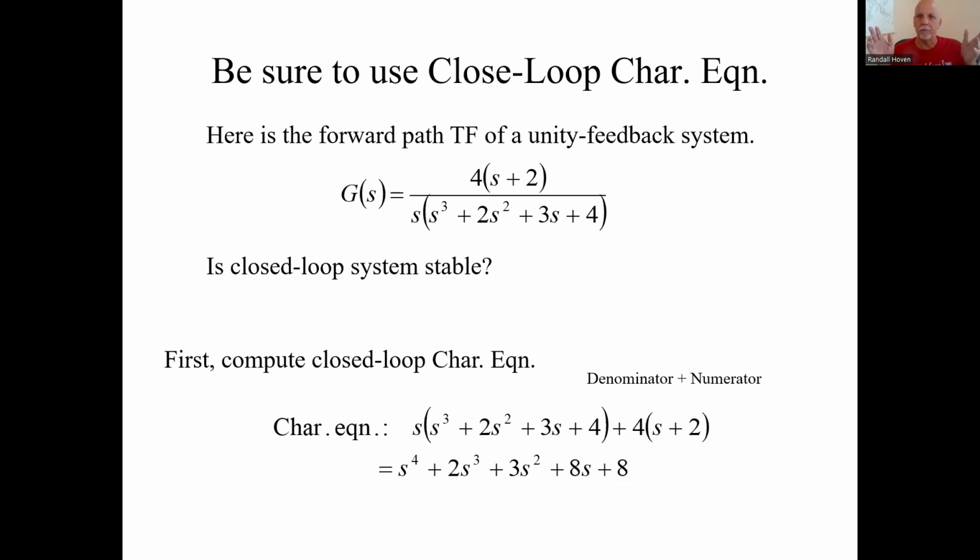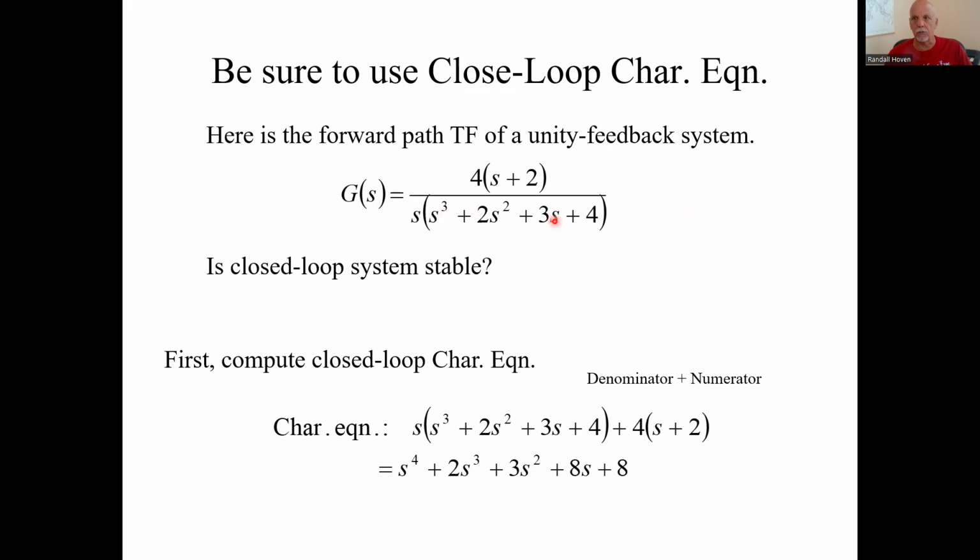One thing, I always had some students who had trouble knowing which transfer function to use. The problem might give you the forward path transfer function and tell you it's in a unity feedback system. Now tell me if it's stable. For stability, you need the closed loop transfer function. So the first thing we've got to do here is find the closed loop transfer function.